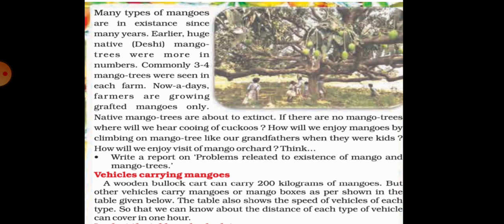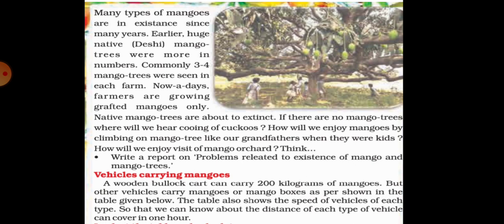If there are no mango trees, where will we hear the cooing of cuckoos? How will we enjoy mangoes by climbing on mango trees like our grandfathers when they were kids? How will we enjoy visiting a mango orchard? Think.